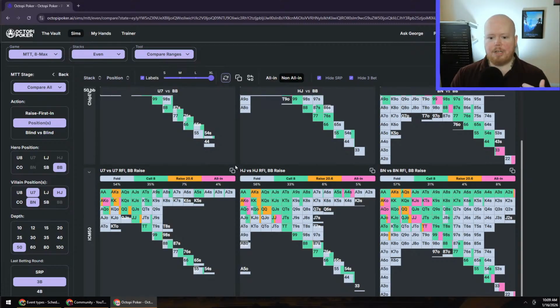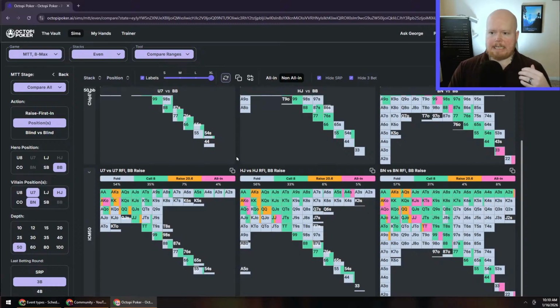But what we also want to be aware of is that even in some very low ICM situations, where there isn't a significant risk premium, the changes between ChipEV and ICM do still matter to some degree, right? So I think what a lot of players tend to really struggle with, this is something I talk about in coaching a lot, is the understanding of a strategy that factors in a small amount of ICM, a low risk premium, but not zero risk premium.